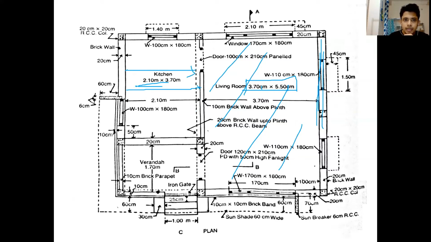2.1 meter minus 10 centimeter, it is 2 meter, and in this direction it is going to be 3.7 meter. Then in the veranda, this is how much? 1.7 meter up to the wall, but up to the plinth it will be 1.7 minus 10 centimeter. Here this much portion, half of the plinth beam size. So 1.6 meter by 2 meter. So these are the areas of earth filling.